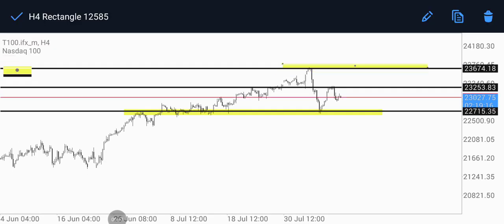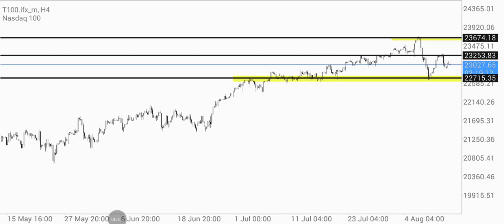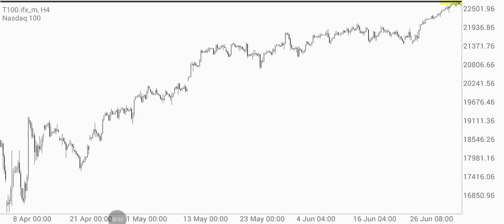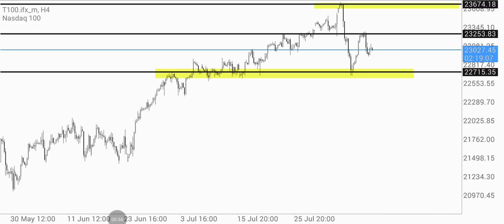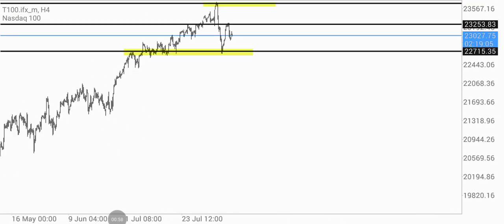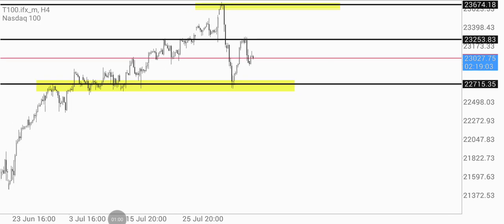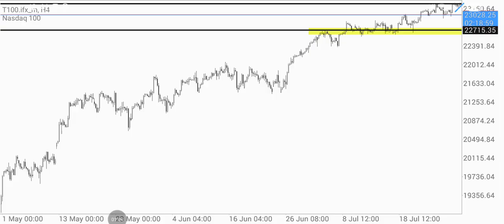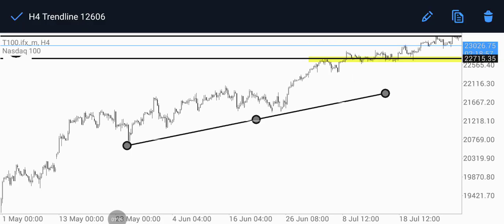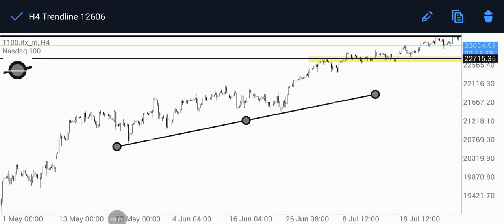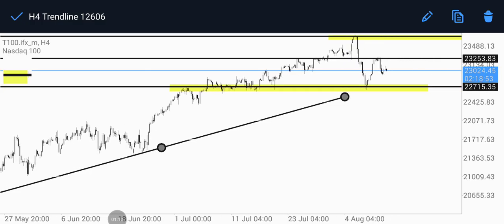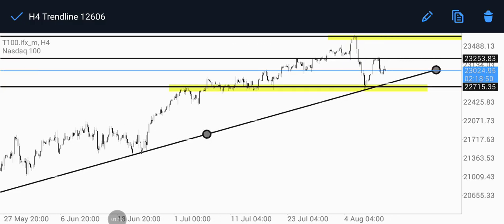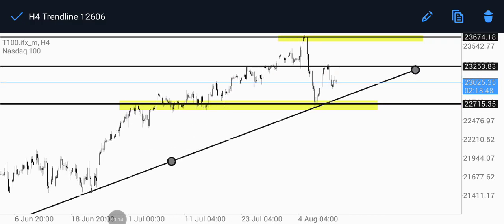Okay, so if you look at this, the market has been buying, meaning we're in a bullish trend. And if I try to find my trend, I'll start to draw my trend line from this lowest point, and then I'll connect to find the second touch, and I'll find the third touch, as you can see this.